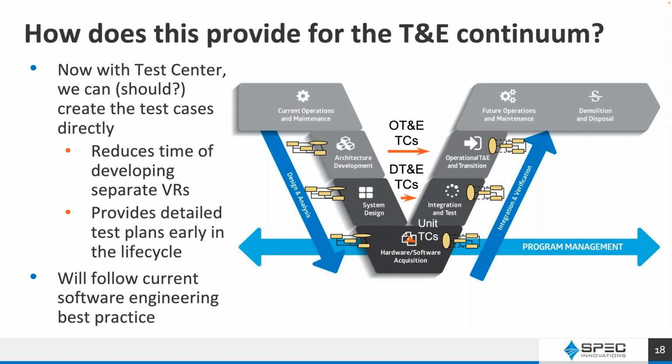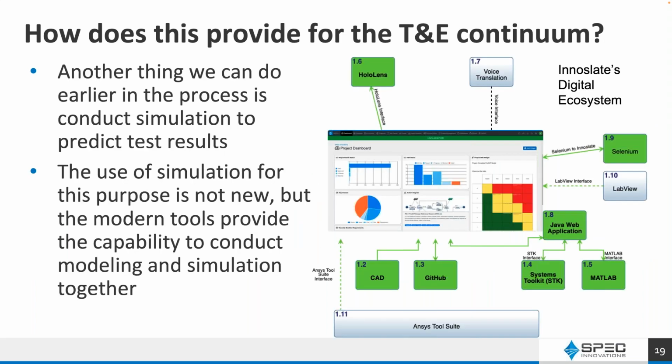Okay, so how does this provide for that T&E continuum again? If we can do this earlier in the process, we can use simulation to help predict test results. That's a key part of what we want to do. Using that, we can use our modern tools to help us understand and conduct that. So we have the ability to integrate with things like Systems Toolkit, STK, and MATLAB. Now you bring your design engineering tools, or at least the results of those tools, together in one place, create that integrated simulation, and be able to create a really true digital twin of your system.